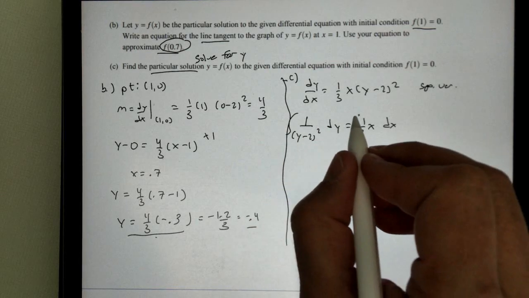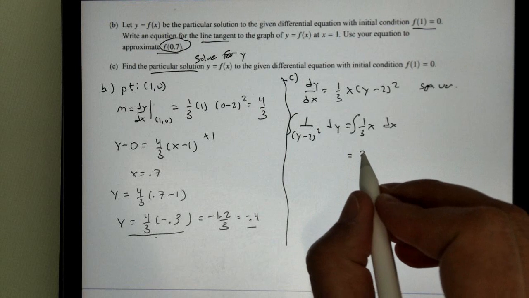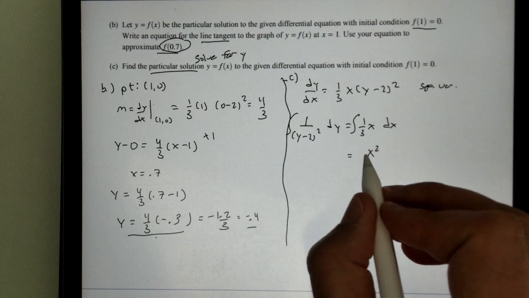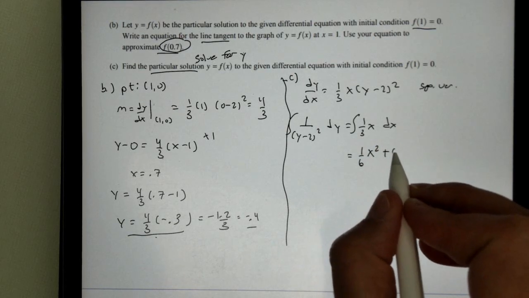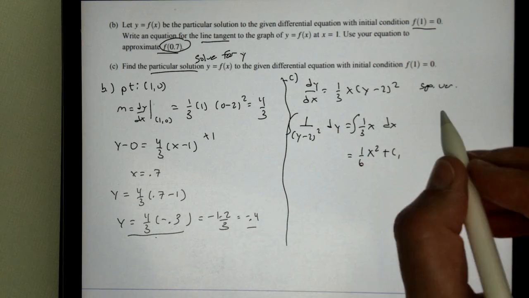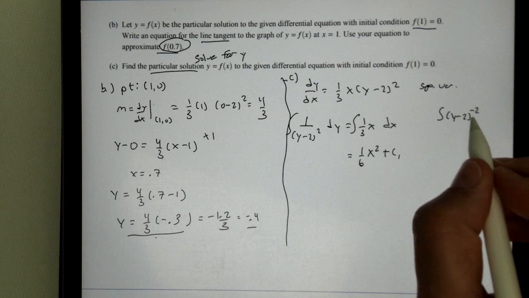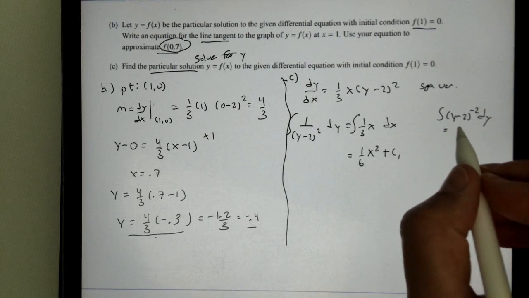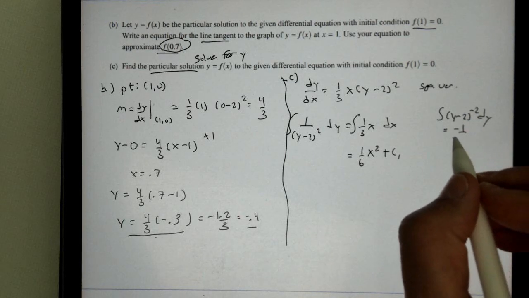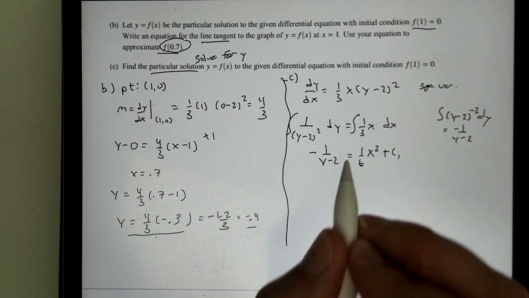Solving the integral. Now this is not natural log, be careful. The right side is pretty easy. We're going to get x squared, we're going to divide it, so we get 1/6 x squared plus your constant of integration. But over here, this is not a natural log. This is just (y minus 2) to the negative 2 dy. And if we do that, add 1 to the exponent, negative 1, so negative 1 over (y minus 2). I'm going to write that over here.